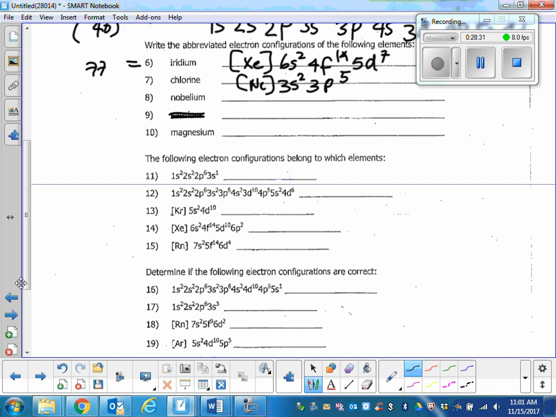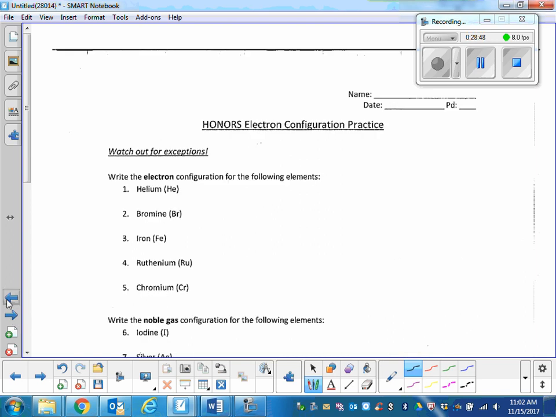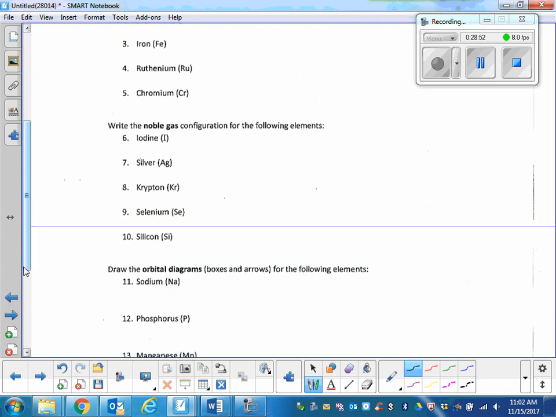Is it making sense? Alright? Count up the electrons and write that. So this is sodium. Okay? Now, let's move on. And what is wrong about these, we can do that later. So here are more practice problems on writing electron configurations, writing the noble gas configuration.